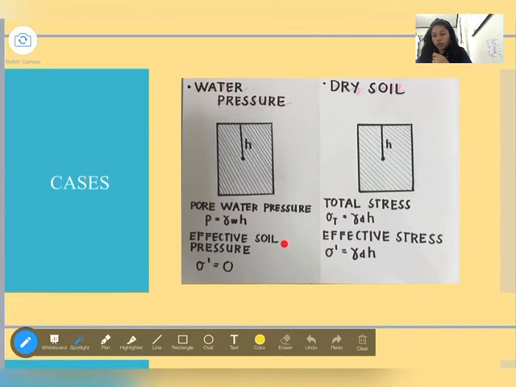The pore water pressure P is equal to the unit weight of water, which is 9.81, times the height at any point to the ground or the water table. Dry soil has no pore water pressure, but it has the total stress. Here the total stress and the effective stress are the same. Total stress is equal to the dry unit weight, which is computed or given in the problem, times H at any point.